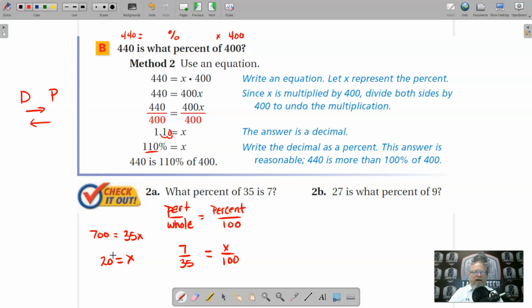Because I know that 35 goes into 70 twice, and then you got the 0. That was my mental math on that. All right. On this next problem, we'll use the equation method.